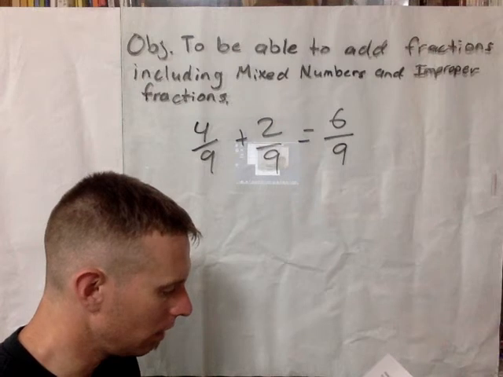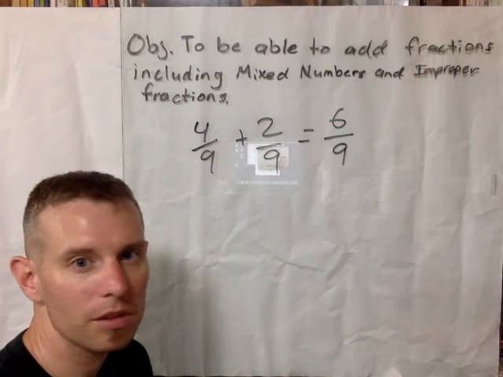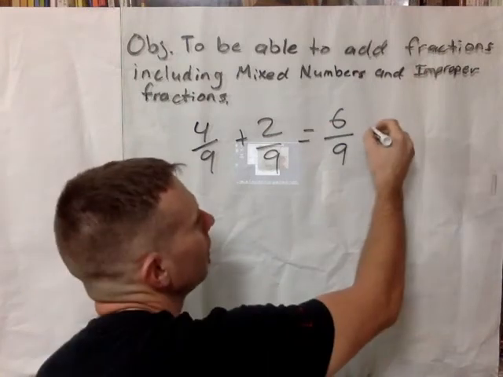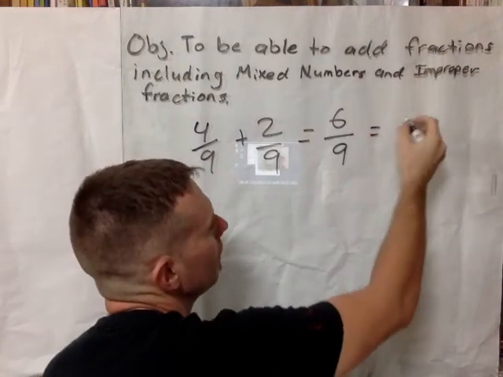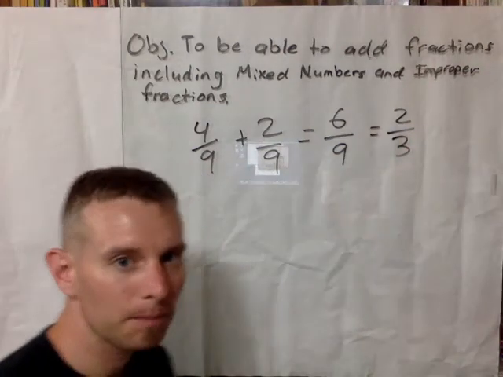And then, actually, you should add there simplify. We always want to simplify. I forgot to put that in there. So this simplifies to 2/3. Most of you guys know how to do that.